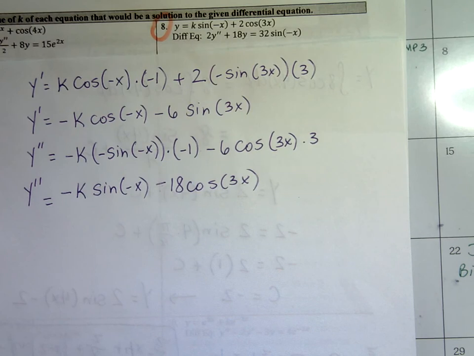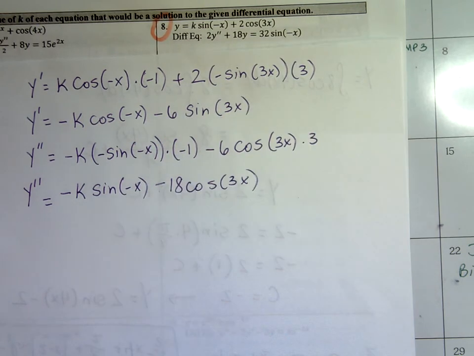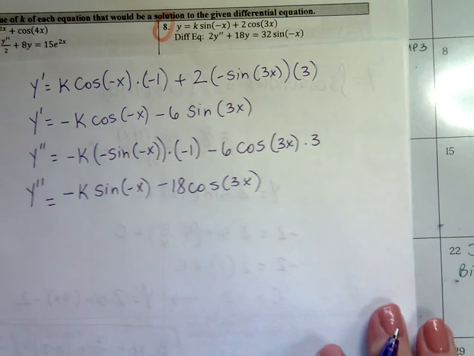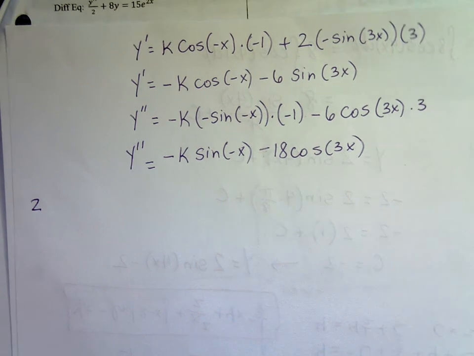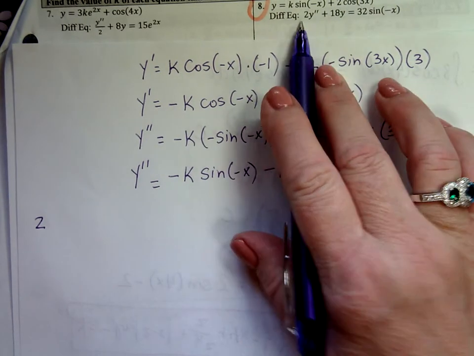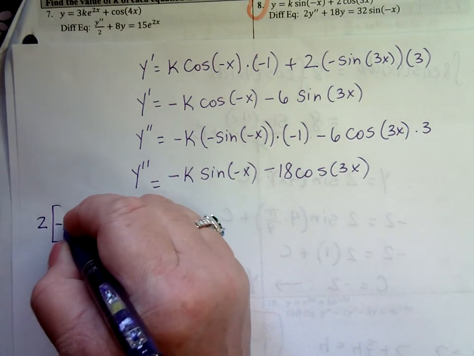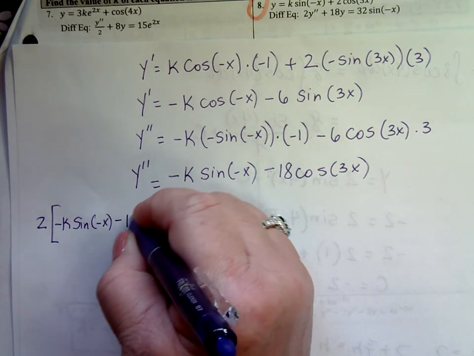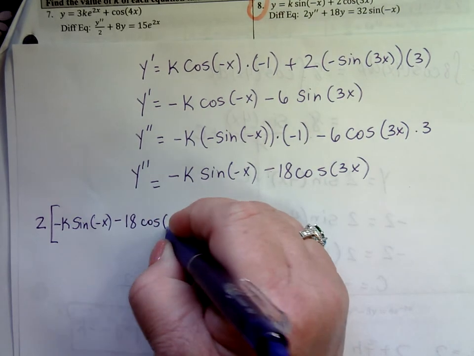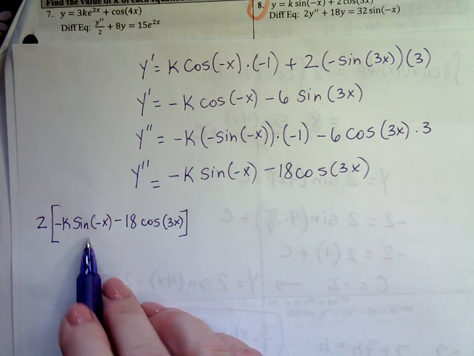Well, now I have all the information, and now it's a matter of plugging it into this equation right here. And this is where it gets really, really long. So I've got 2. I'm going to come way over here, see if I can put it all on the screen. I am looking at this differential equation right here, 2. And then it's times the second derivative. Well, all of this is your second derivative. Negative k sine of negative x minus 18 cosine of 3x. 2 times y double prime, that's what this is, plus. Then it says 18 times y.